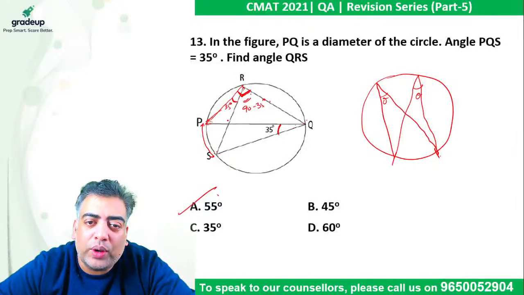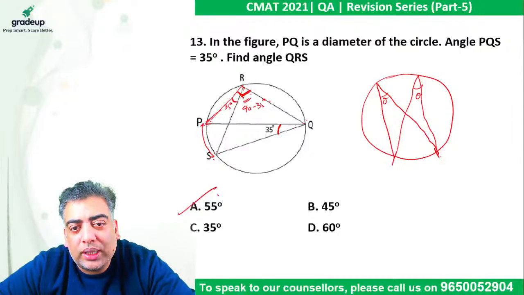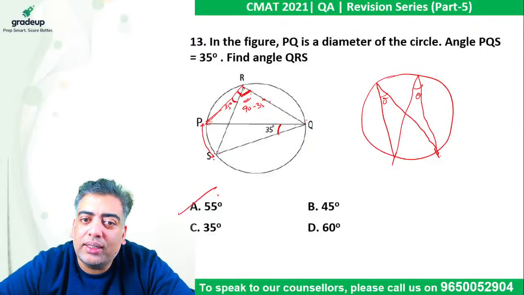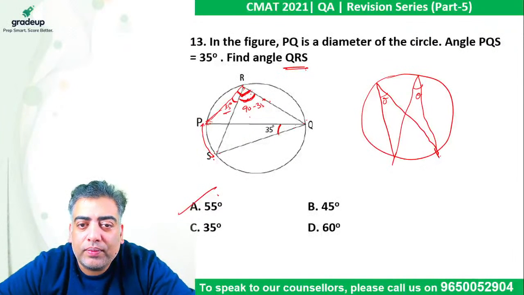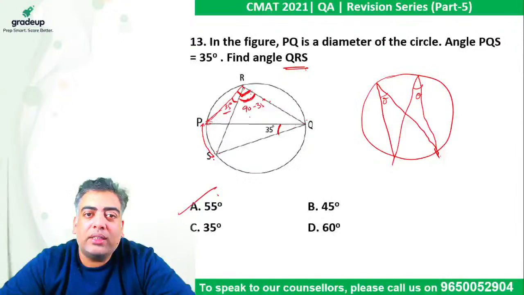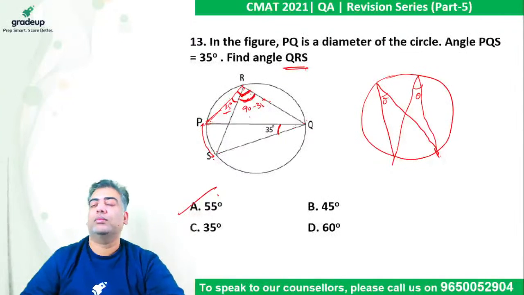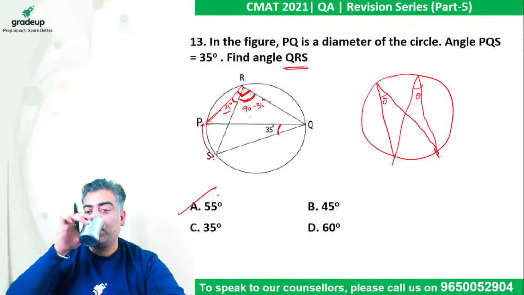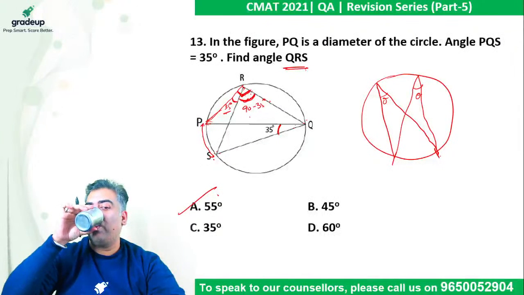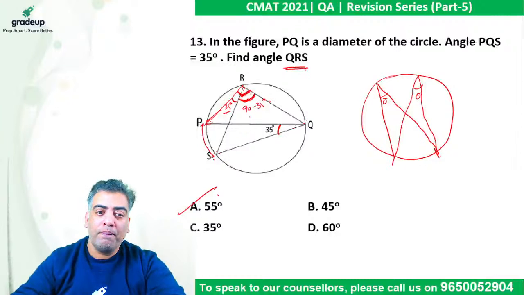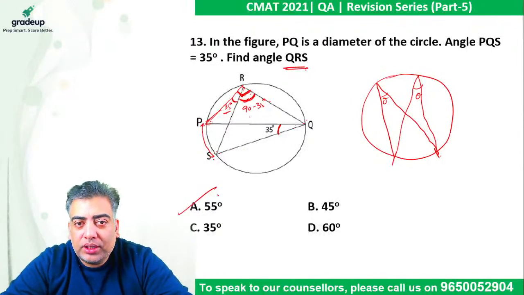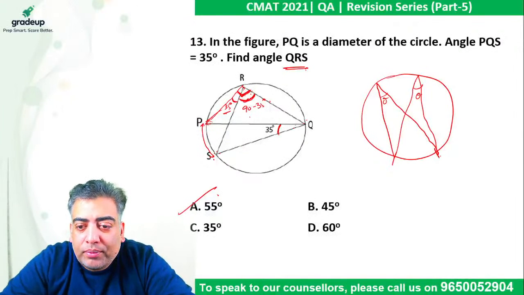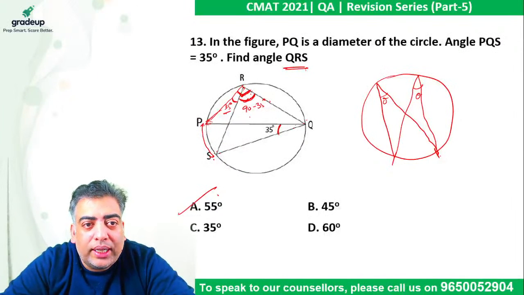So that is why PR was joined. So this total is 90. Angle in a semicircle is 90 degree. So this leftover angle that we had to find, QRS, will be 90 minus 35. Done, Ashish? Ashish done, right. See if anyone else has any doubt.